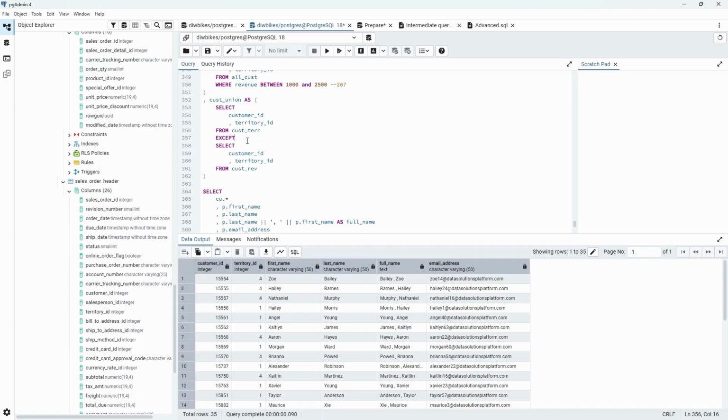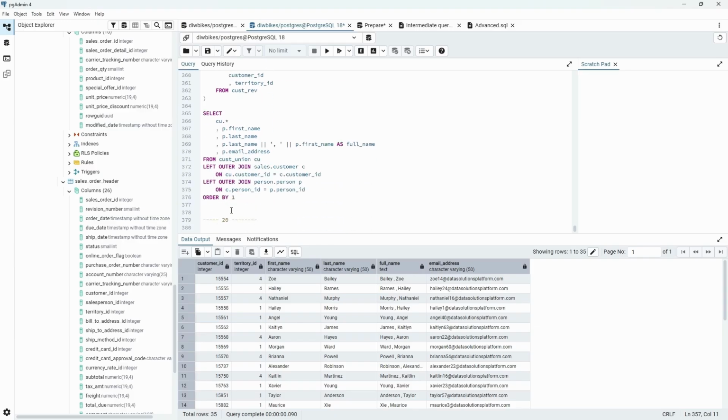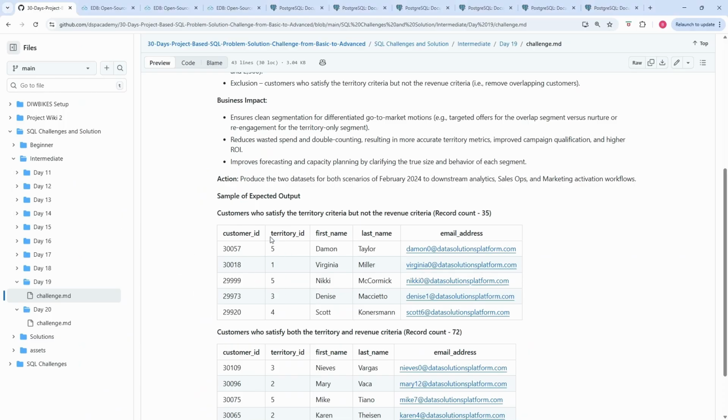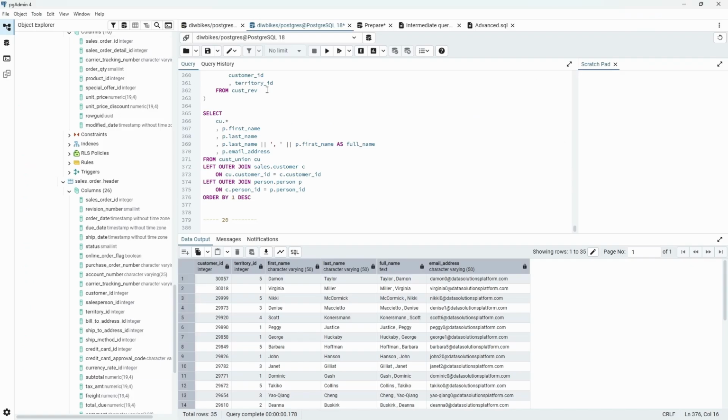All right. Now, having understood that, let's go back to intersect. By the way, the except would meet one of the requirements, which is basically the exclusion part. Then we're just going to order this in descending order and run it again. When you look at this data, it's going to be the same as what you have here. So basically it meets the territory criteria but not the revenue criteria. All right, so let's go back to the intersect.